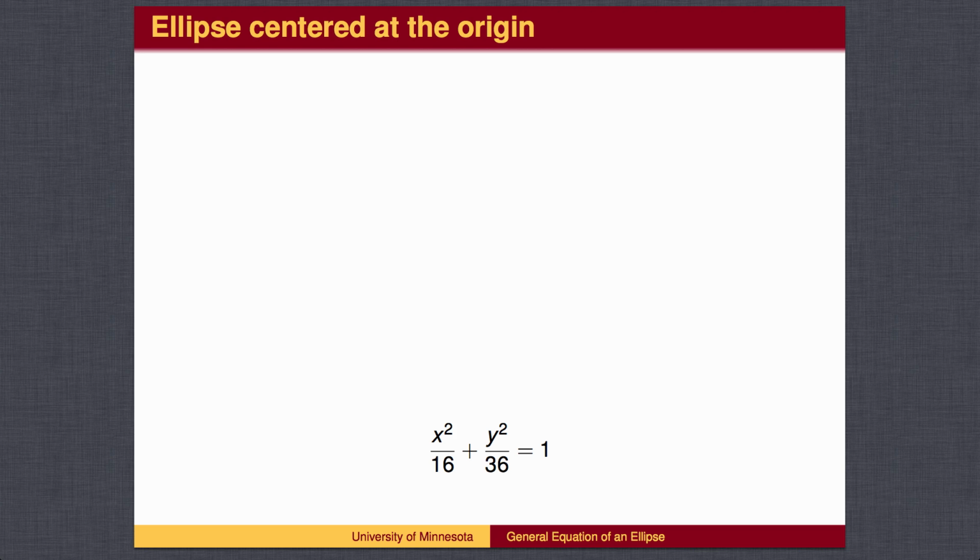Now let's graph the ellipse x squared over 16 plus y squared over 36 equals 1. This equation is in standard form. The right side of the equation is 1. 16 equals 4 squared, so the circle has been stretched by a factor of 4 in the x direction, putting the vertices at (4, 0) and (-4, 0). 36 equals 6 squared, so the circle has been stretched by a factor of 6 in the y direction, putting vertices at (0, 6) and (0, -6). We can now sketch the ellipse.